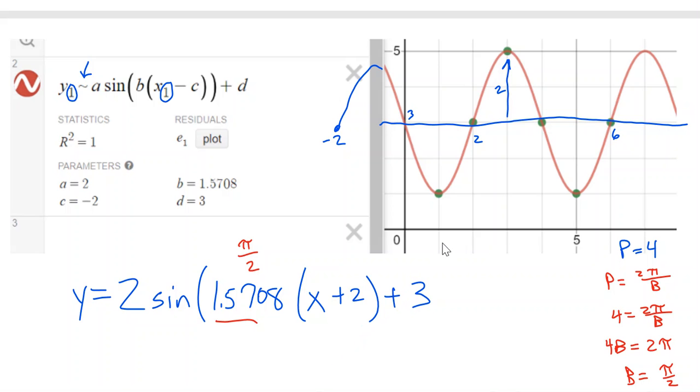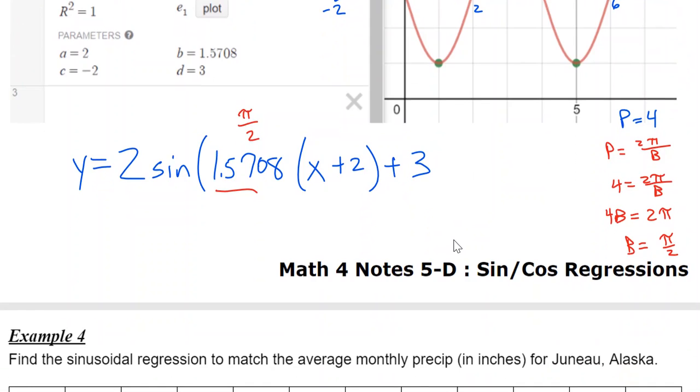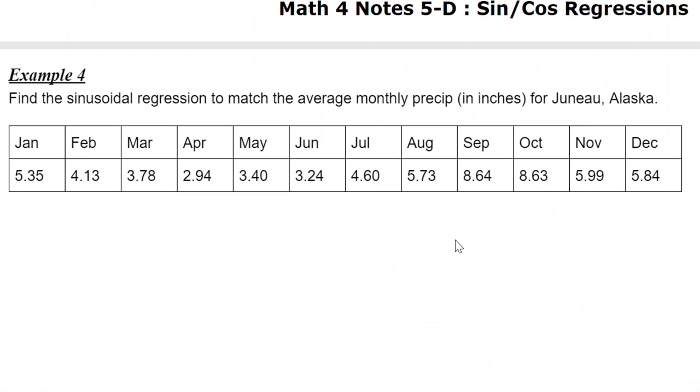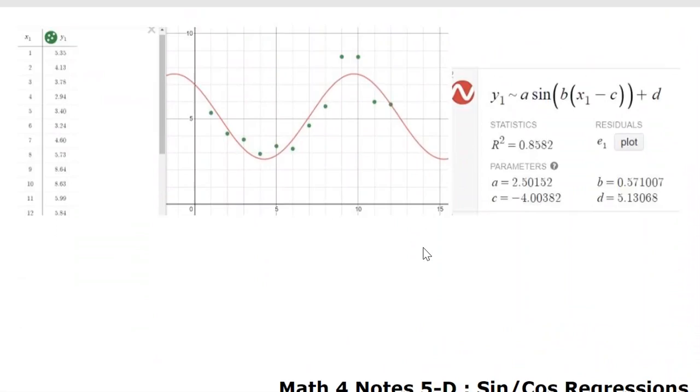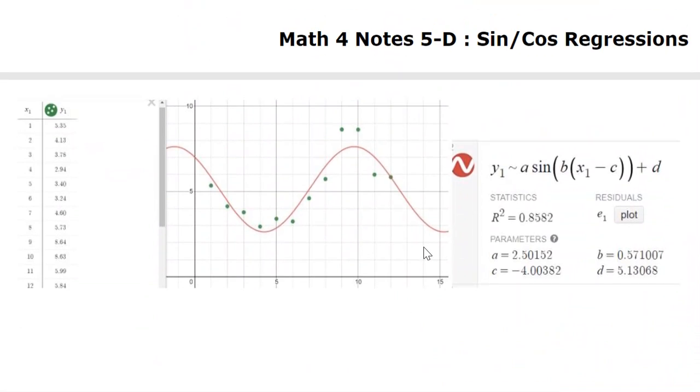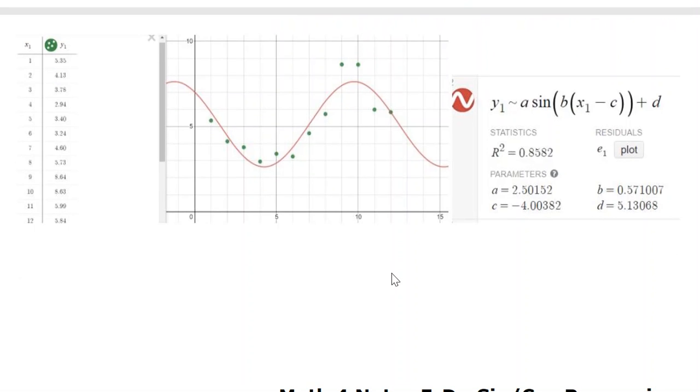All right. Now let's look at the data for Juneau, Alaska, average monthly precipitation in inches. And when we plug that into Desmos, we're going to get this as a result, where the green dots represent our data points and the red curve represents our line of best fit.